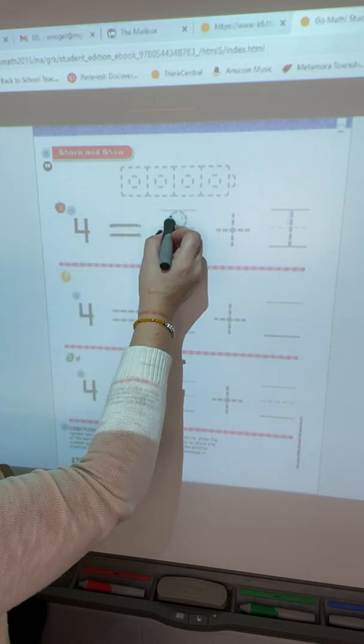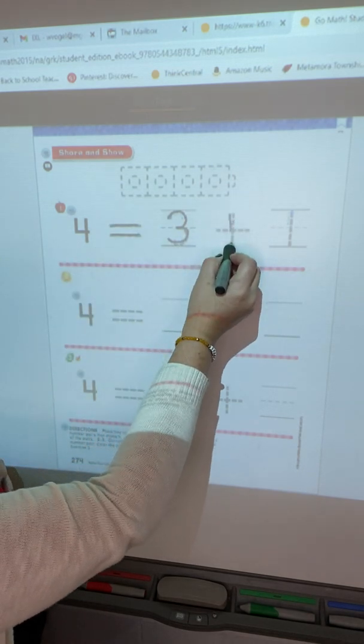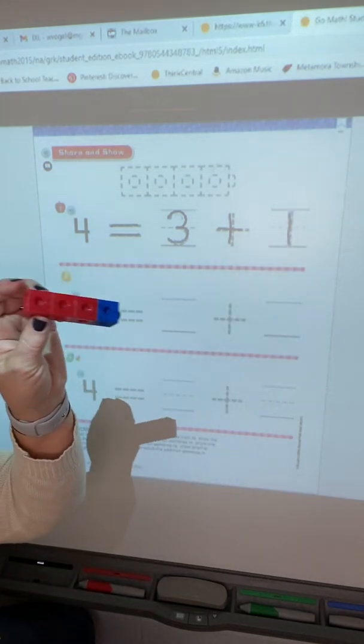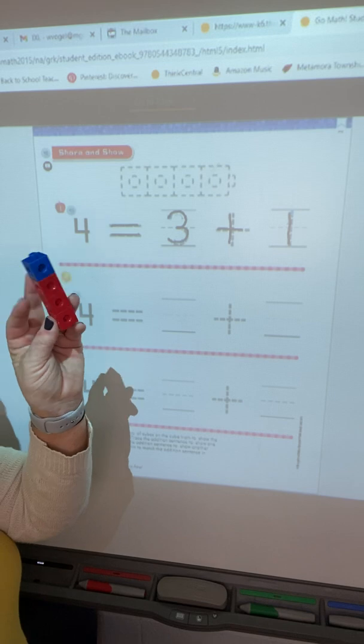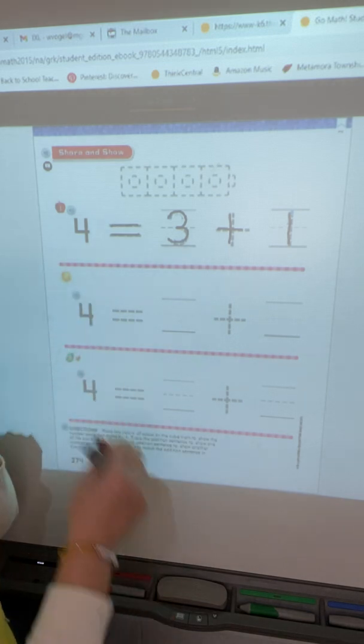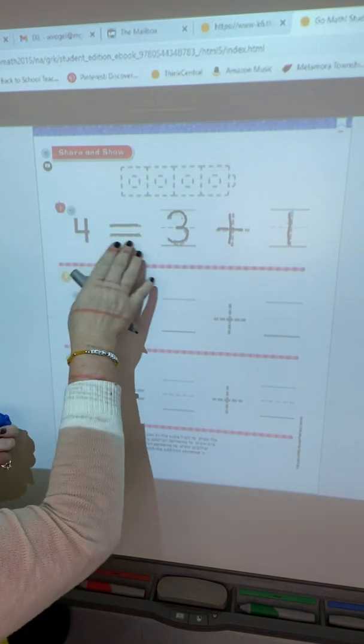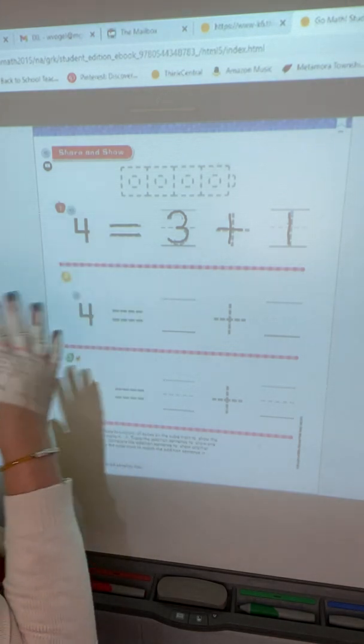So let's go ahead and trace that number sentence. 4 is equal to 3 plus 1. Okay? And what would the 3 plus 1 be if we flipped it? It'd be 1 plus 3. It would still be the same. We still have 1, 2, 3, 4 cubes all together. Okay? So we're just putting the answer first.